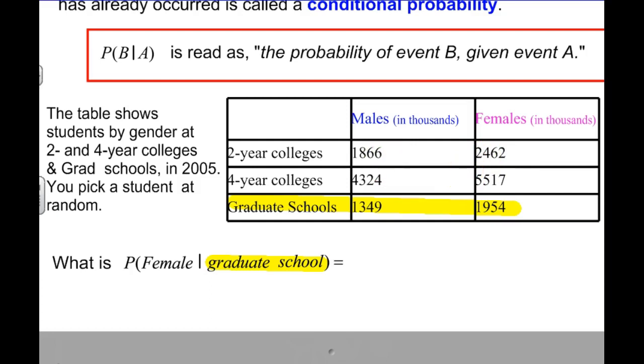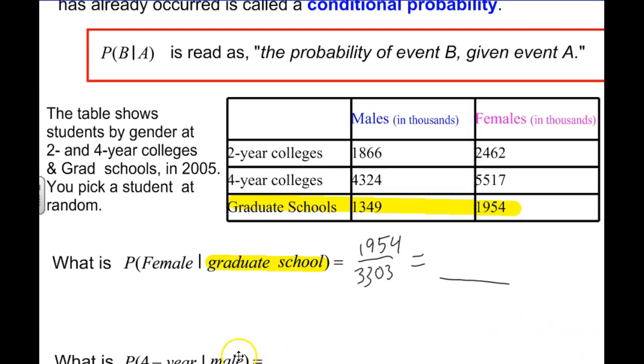So when we look at probability, this is going to be the total outcome. If you add these two numbers up, that's 3,303. That's the grand total of all the graduate school students. And then how many of those 3,303 are females? That would be 1954. And then you would type that in your calculator and you would get the probability. I'll let you do that, type it in on your own.